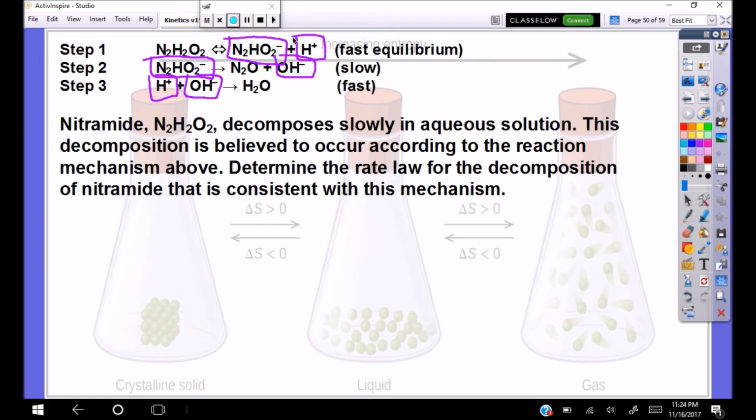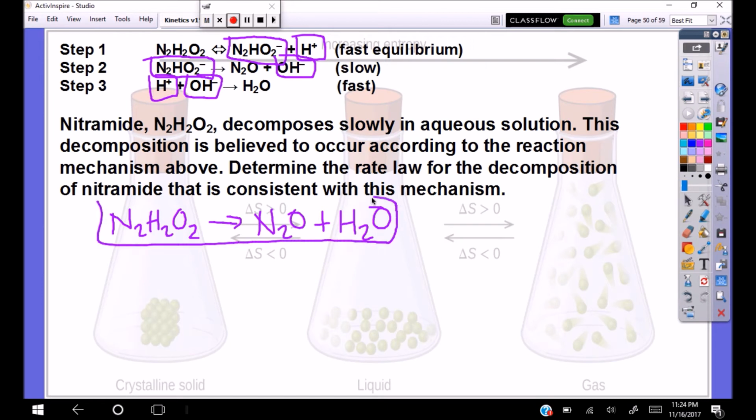If we want to look at our overall reaction, N2H2O2 yields N2O and water, because all of my intermediates cancel out. So here's my overall equation. I need to find a rate law that agrees both with this and with my rate determining step.